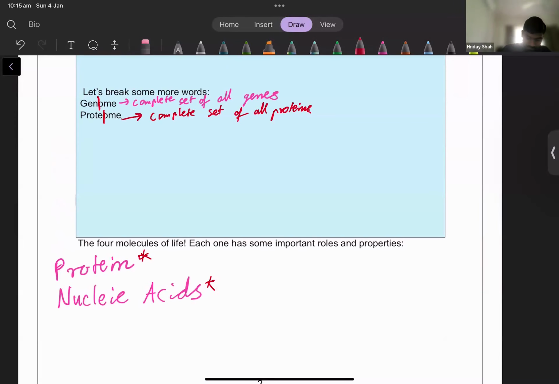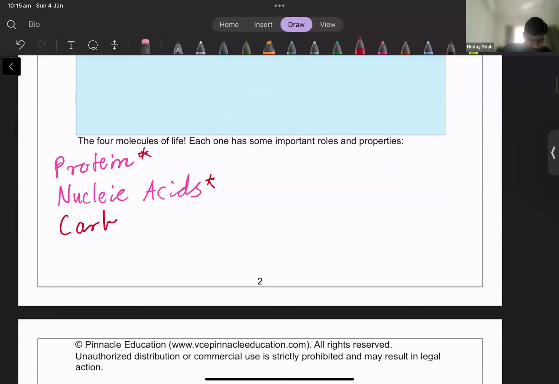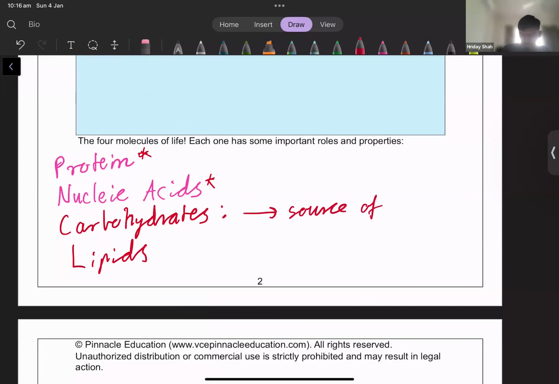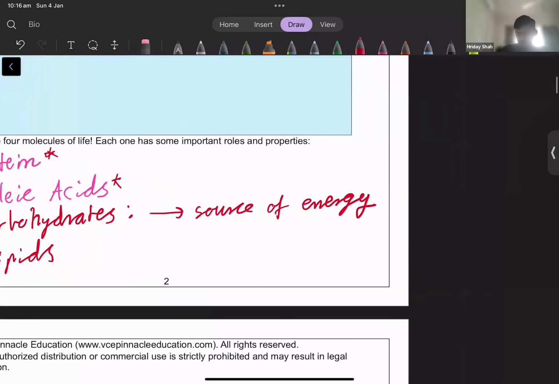The other two, we have carbohydrates and we have lipids. Now, if you've done Unit 1, 2, you might remember covering this in a little bit more depth, but we don't really do it in Unit 3, 4. There's only a few things you need to know about these. Firstly, carbohydrates are going to be a source of energy. In the context of humans, we're usually going to be talking about glucose for this.